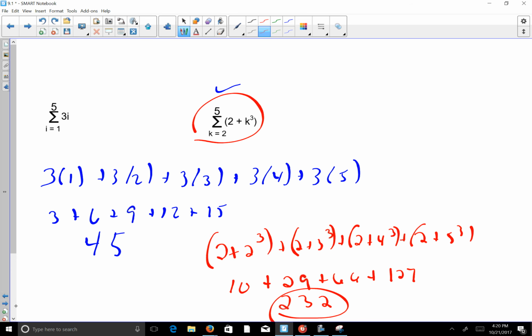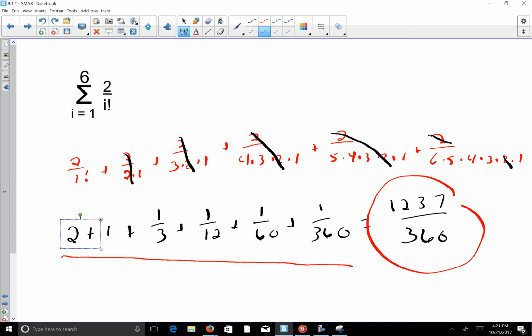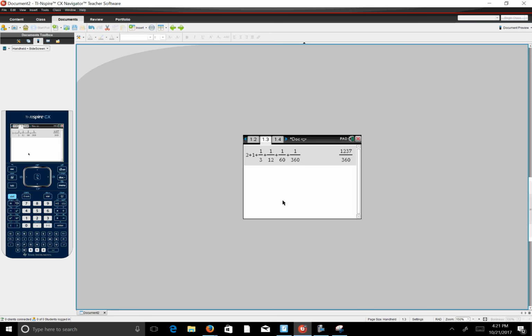So here I have the summation from 1 to 6 of 2 over i factorial. In the red is my work: 2 over 1 factorial, 2 over 2 times 1, 2 over 2 times 3. The 2's simplify every time. So I end up with 2 plus 1 plus 1/3 plus 1/12 plus 1/6. And my final answer is 12 37/60. Now that's a pretty complicated problem. I had to go on my calculator because I didn't want to find the lowest common denominator. So you have to be asking yourself, there has to be a better way.